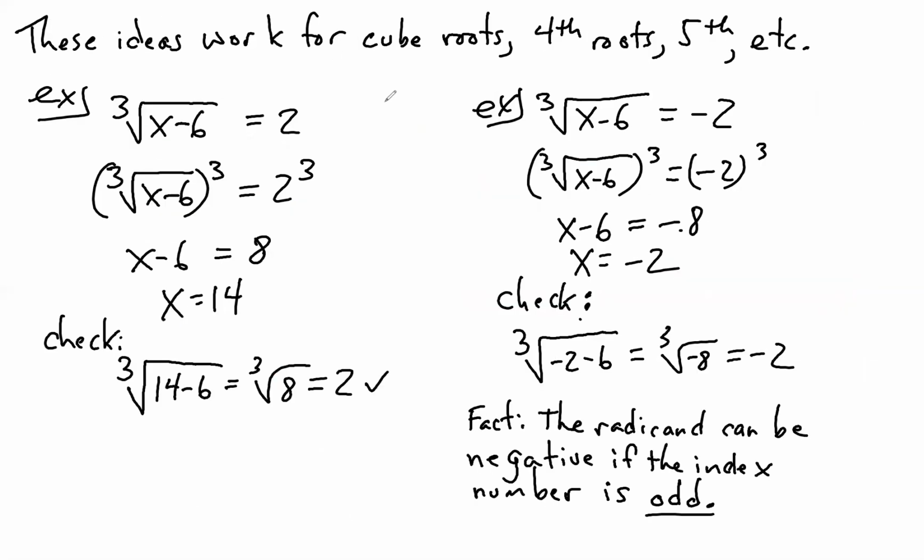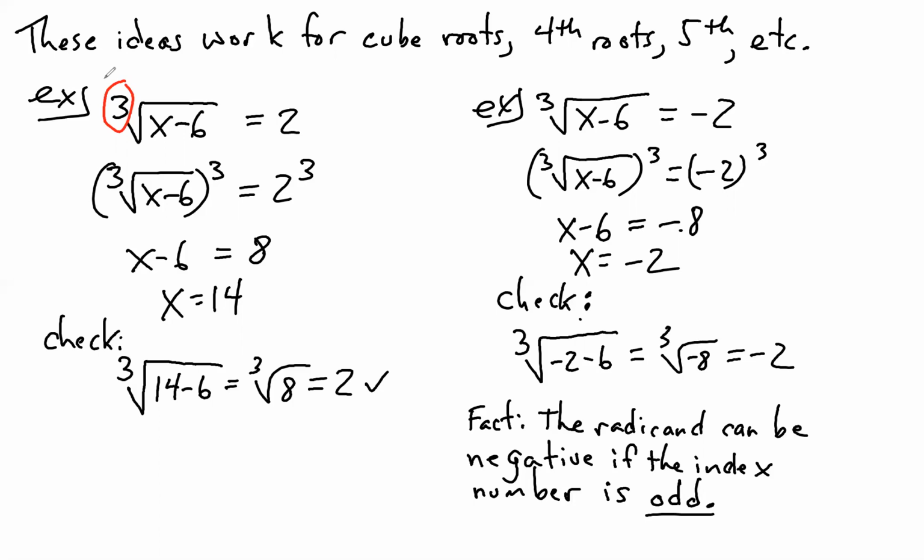Now, these ideas work for cube roots and fourth roots, whatever roots you have. So let's say we're dealing with cube roots. To get rid of a cube root, I would cube each side. If it was a fourth root, I would raise each side to the fourth power. So this is called my index number. With square roots, it's 2, but we don't usually write it. But anything other than 2, we have to write. So this is a cube root.